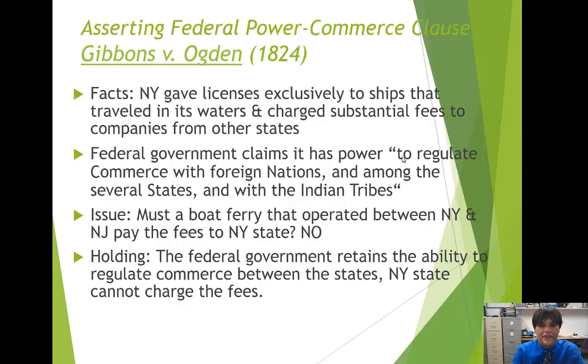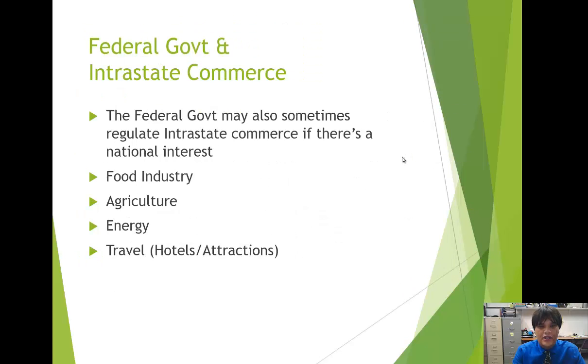The holding is that the federal government retains the ability to regulate commerce between the states, and New York State cannot charge fees. So this was one of the very first cases that established that the federal government could regulate commerce between the states, and has continued to do so up until the present day, for centuries almost now. They've been able to regulate interstate commerce. Gibbons versus Ogden, I can guarantee there'll be a question on your test, so be sure to review that just a little bit. Just note that this is the one that established the Commerce Clause. Federal government may also have interest in interstate commerce as well.